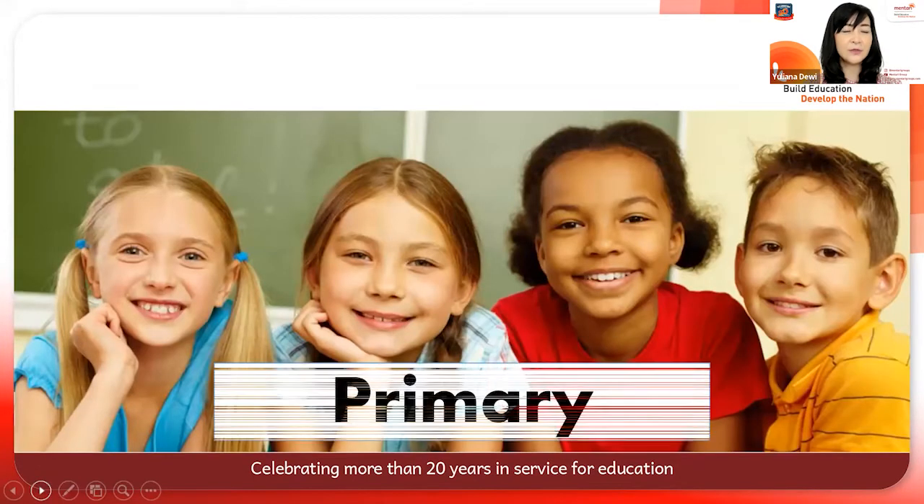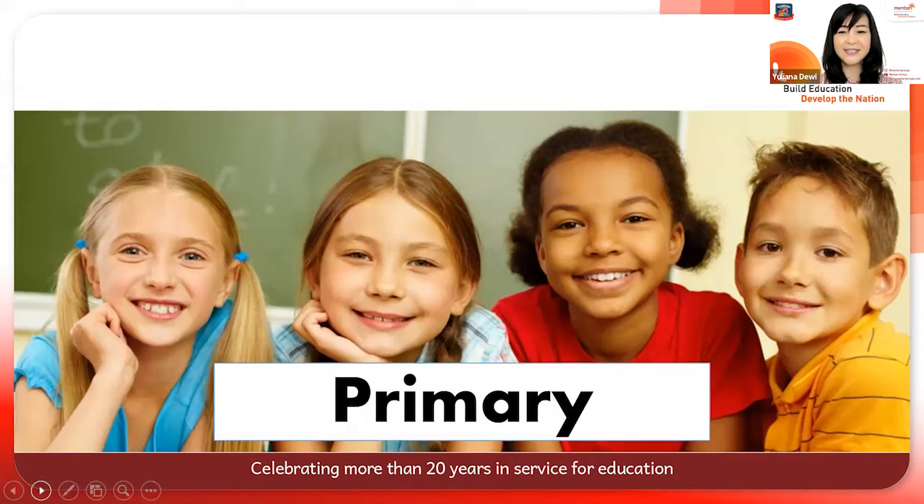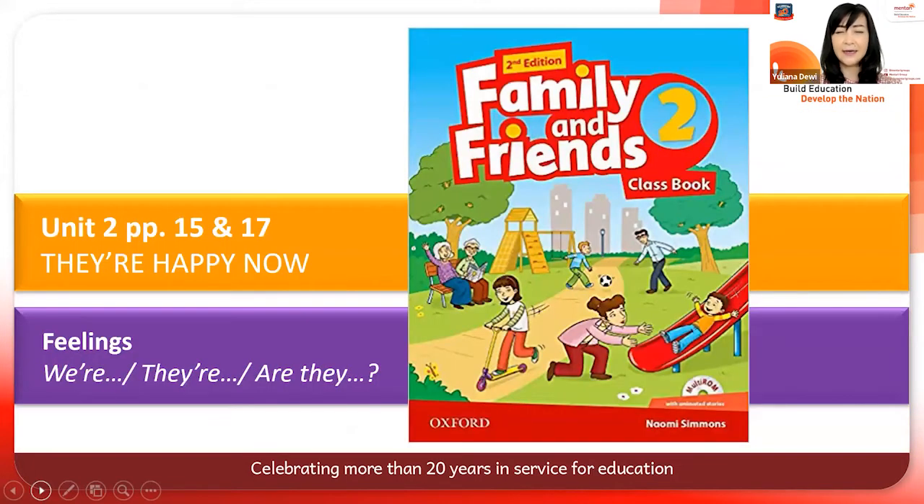So I'm just going to present how to teach primary grade 2. I'm going to take the sample from Family and Friends. They are happy now, talking about feelings and emotions, okay? And then the grammar will be about 'to be'. So basically, these are only samples, okay? All of the activities that I'm going to show you can be adjusted to all levels, right? Because I cannot show all of the books, I take only Family and Friends 2, and then later we're going to go into level 5.